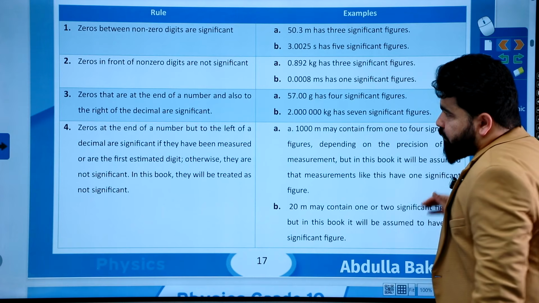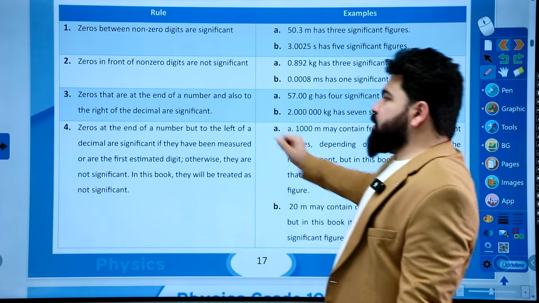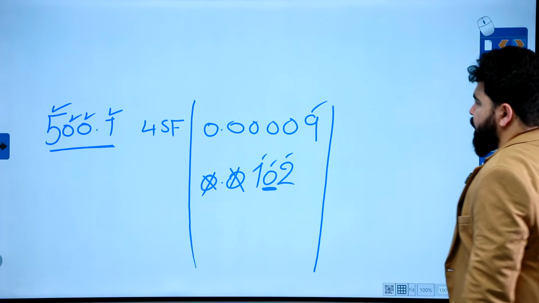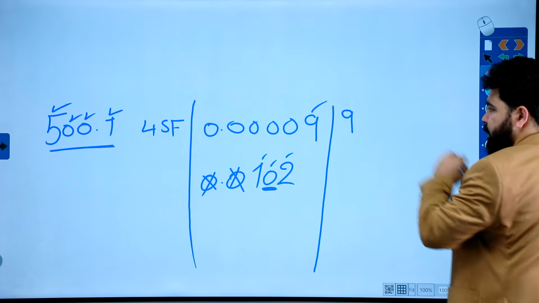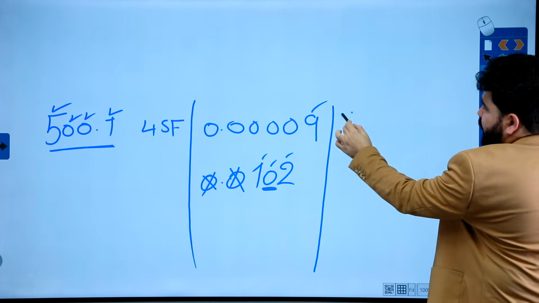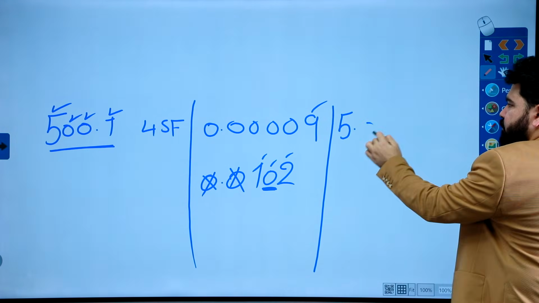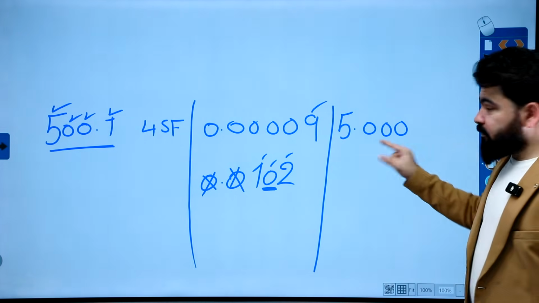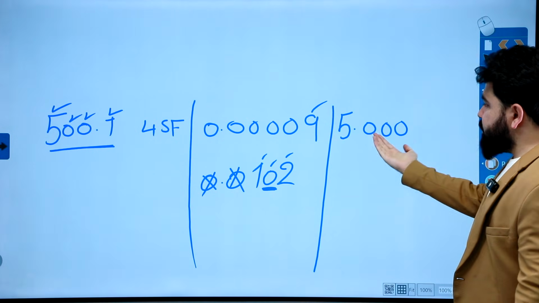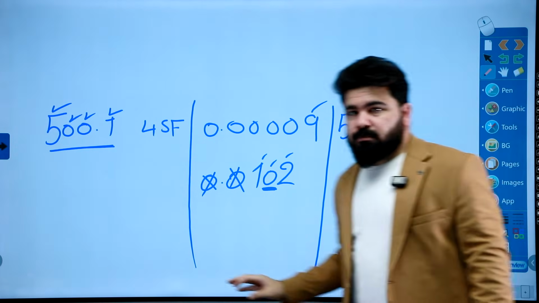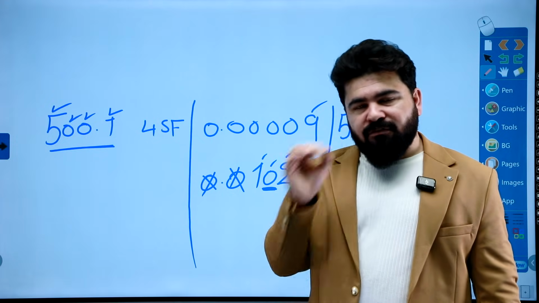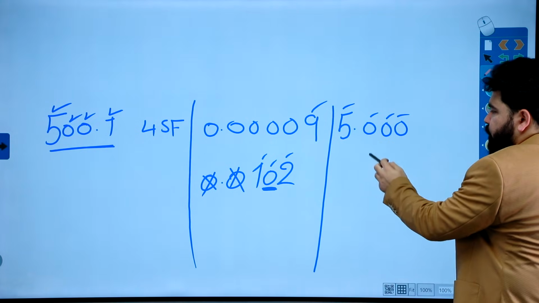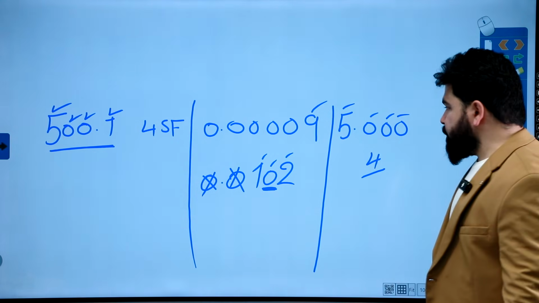Now, what is the third rule? Zeros that are at the end of a number and also to the right of the decimal are significant. Now, if you have this number 9.5 and then 0.000, how many zeros do I have after the decimal? Be careful, I placed a decimal. Zeros after the decimal are all counted. If you have 1 million zeros after the decimal, they're all counted. So how many significant figures do I have? So 1, 2, 3, 4. 4 significant figures. Be careful.